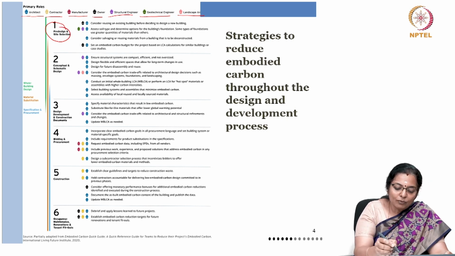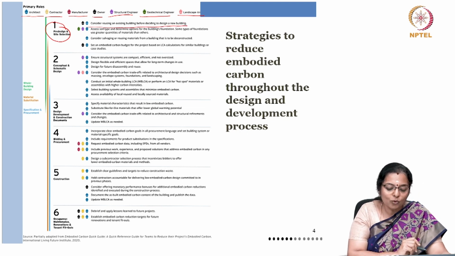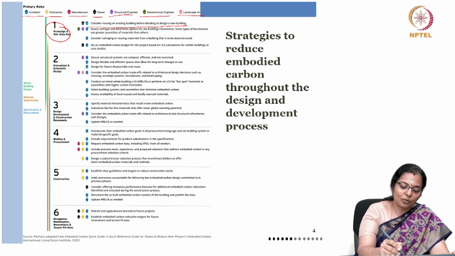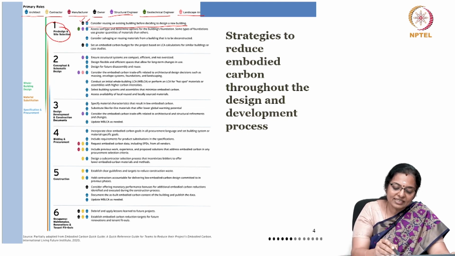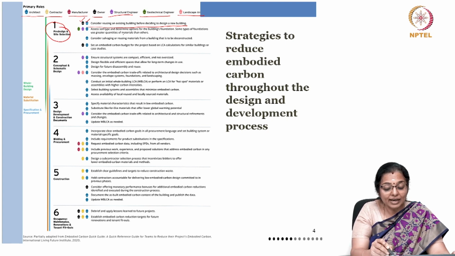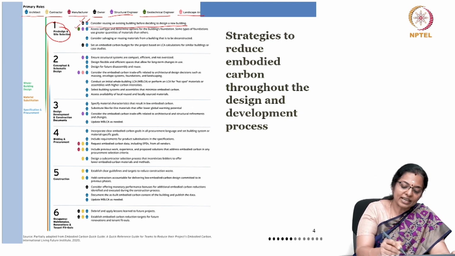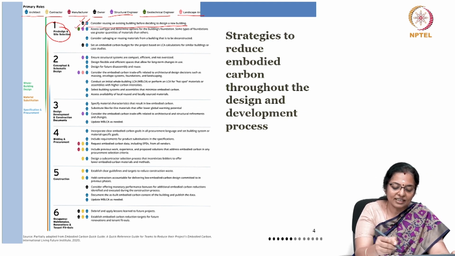In the pre-design and site selection stage, one needs to consider reusing an existing building before deciding to design a new building. Who has to do that? It is the owner and the architect. The owner and the architect have to decide that. Then assess soil type and determine options for the building's foundation, because some types of foundation use greater quantities of materials than others. Who has to do that? The geotechnical engineer, the structural engineer, and the architect.